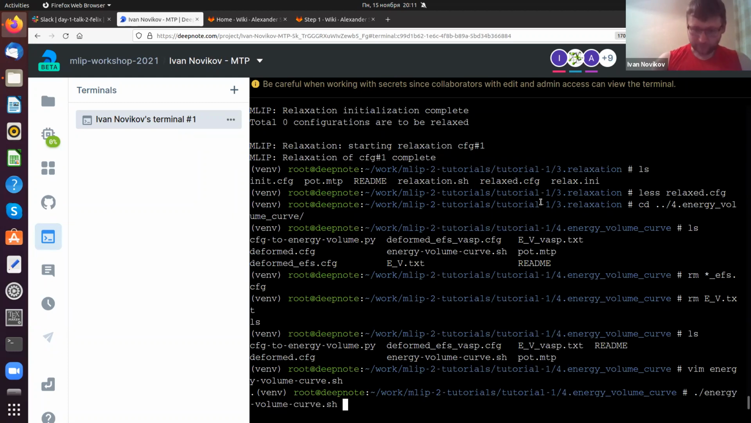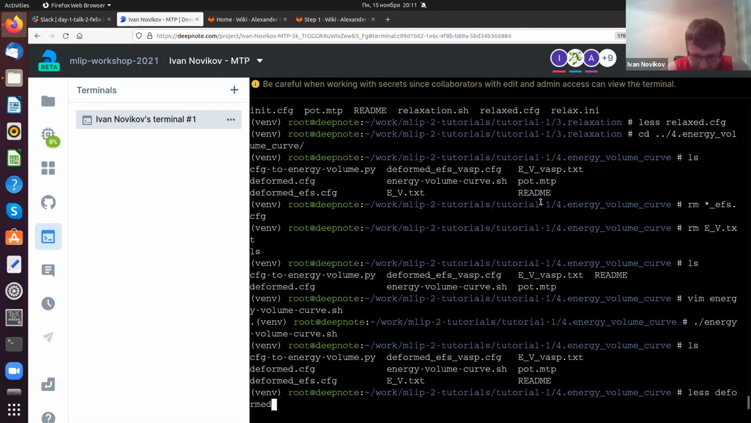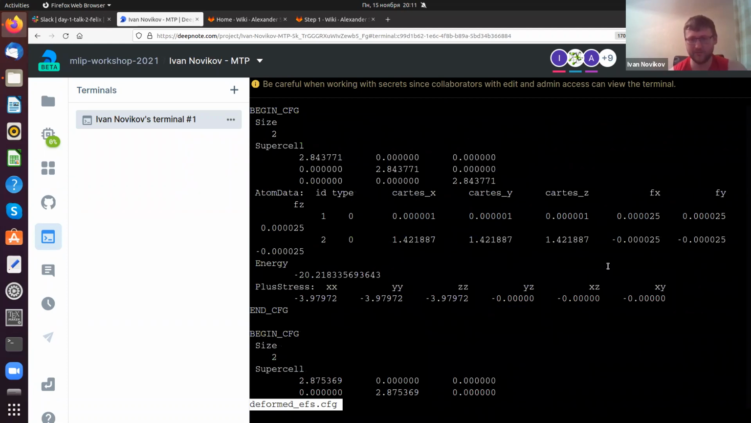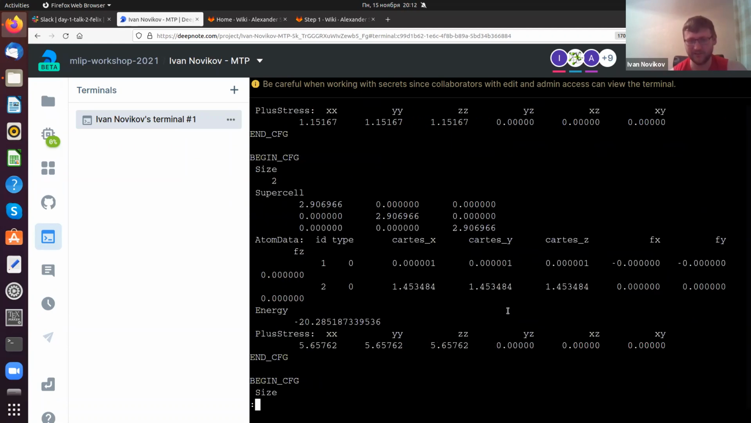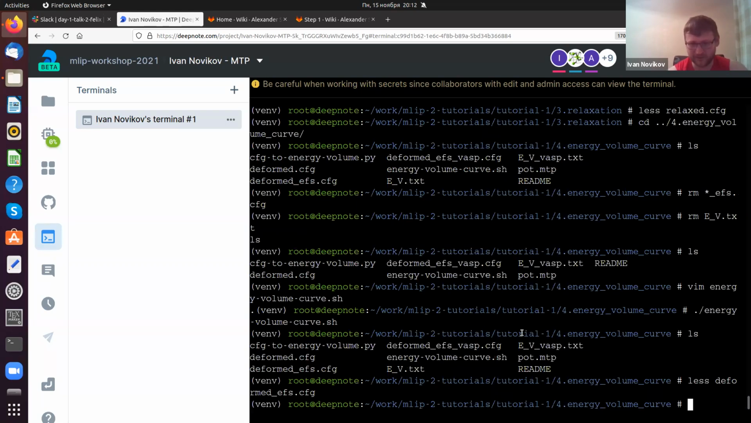Energy volume curve. Yes, we ran. After that, we have the deformed EFS file. Yes, the deformed EFS here, also with forces and stresses written, non-zero already here. And we also have the energy volume file.